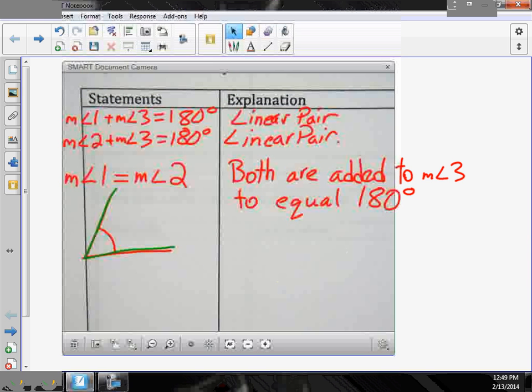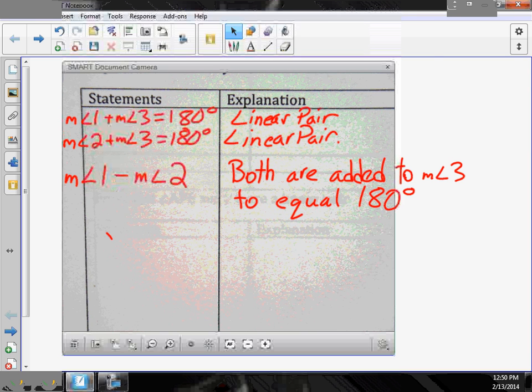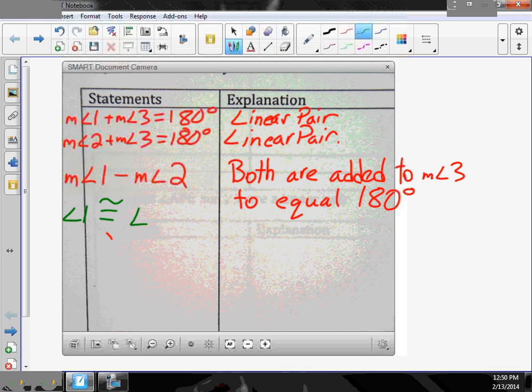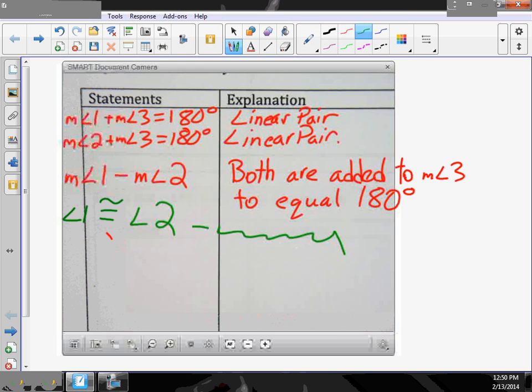So if you wanted to be ornery about it, you could say that angle 1 is congruent to angle 2, and then state that because their measures are the same, they're congruent. So congruent is kind of nice. We can know congruent without actually knowing the angle size. But I don't care. If you want to leave this off, it's fine with me. Okay?